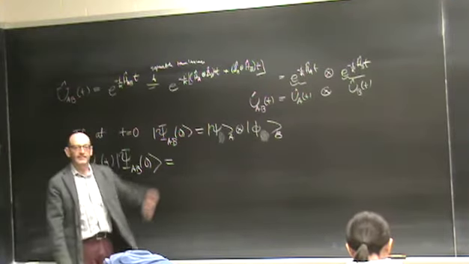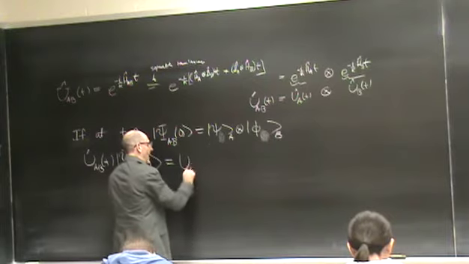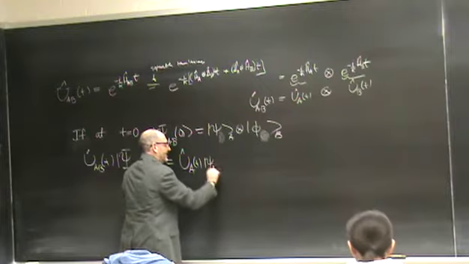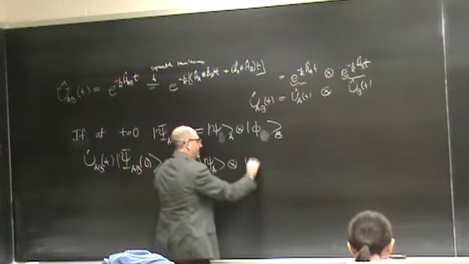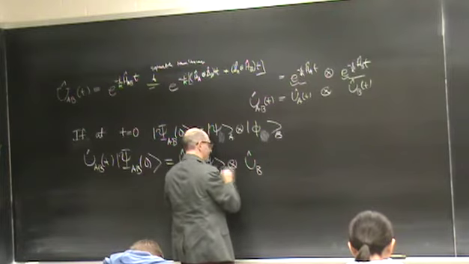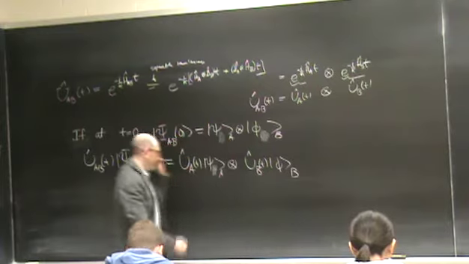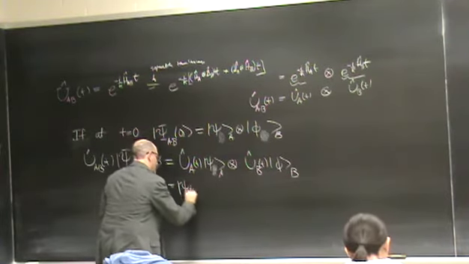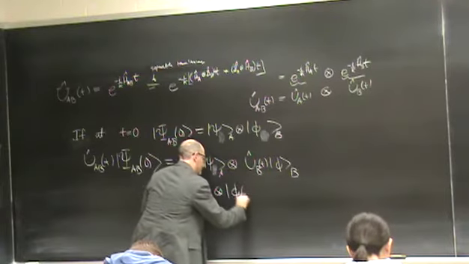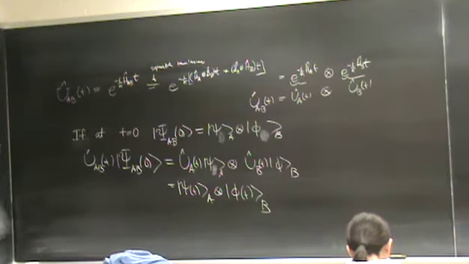Well, we apply that. And then what? So I get U_A acting on psi_A, tensor with U_B acting on phi_B. All right? This is just this, tensor this. It's always a product state.